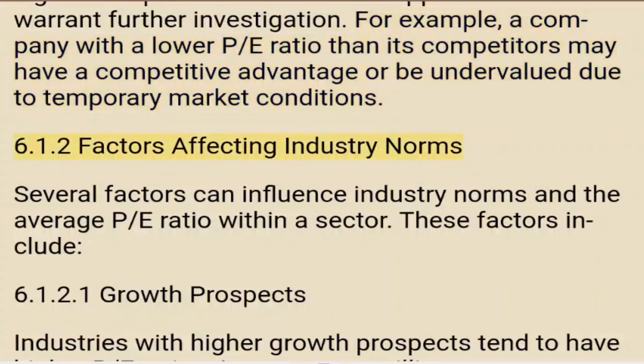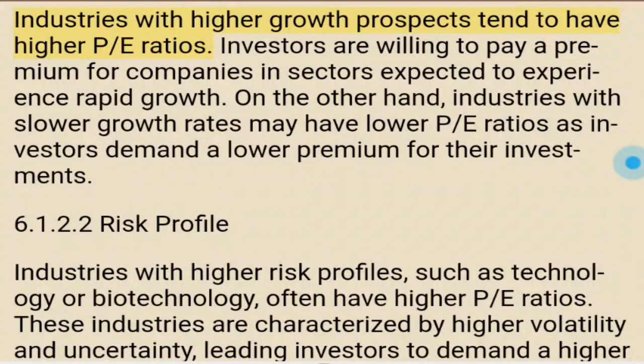6.1.2 Factors affecting industry norms. Several factors can influence industry norms and the average P/E ratio within a sector. These factors include 6.1.2.1 Growth prospects. Industries with higher growth prospects tend to have higher P/E ratios. Investors are willing to pay a premium for companies in sectors expected to experience rapid growth. On the other hand, industries with slower growth rates may have lower P/E ratios as investors demand a lower premium for their investments.